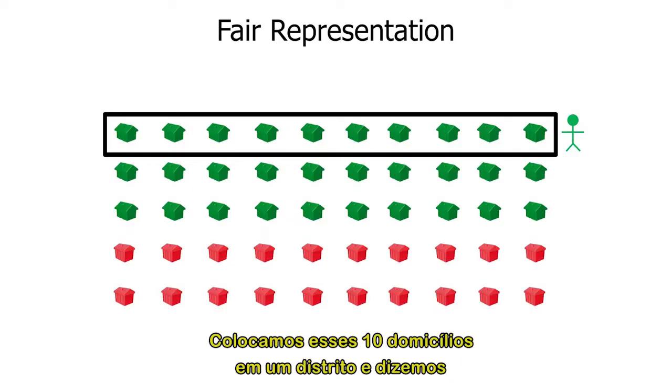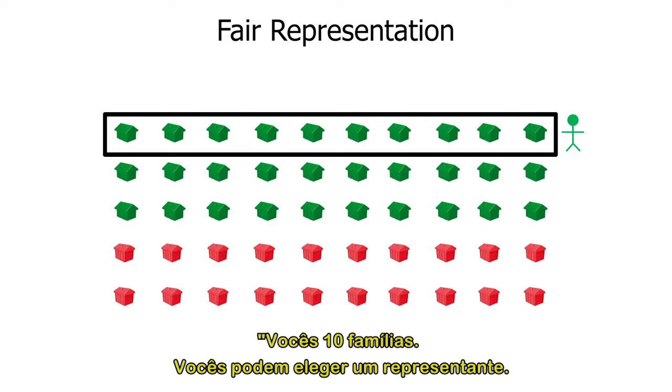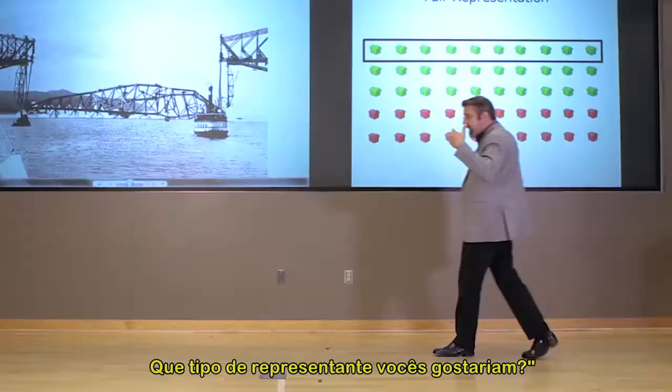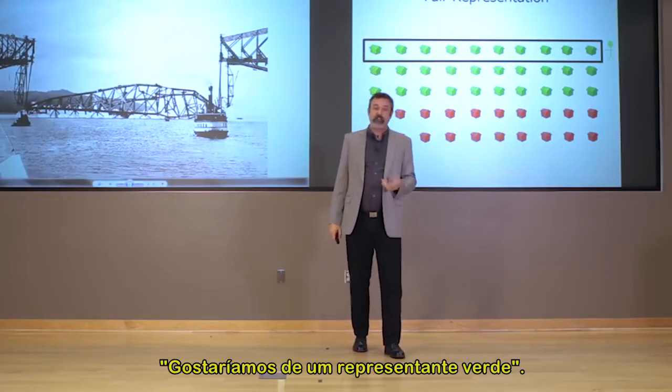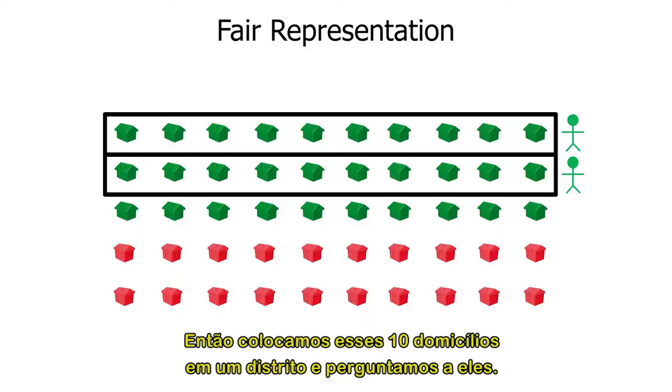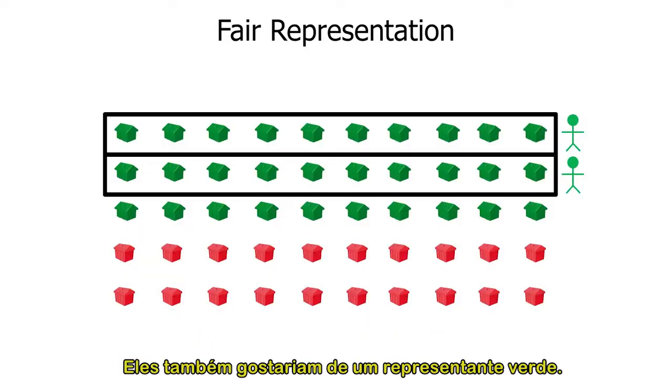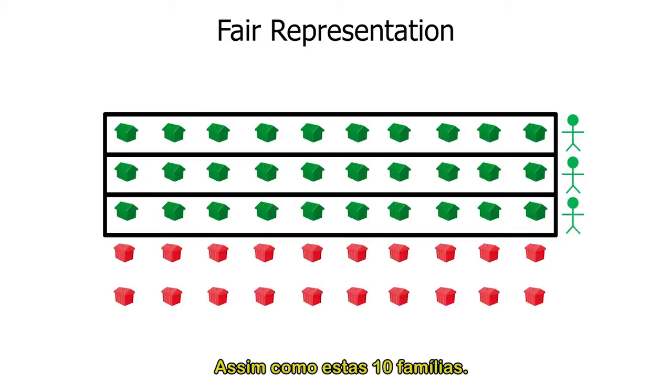We put these 10 households in a district, and we say, you 10 households, you get to elect a representative. What kind of representative would you like? These 10 households are all green, so if you ask them, they will say, we would like a green representative. Then we put these 10 households in a district, and we ask them, and they're green, they would also like a green representative, as will these 10 households.